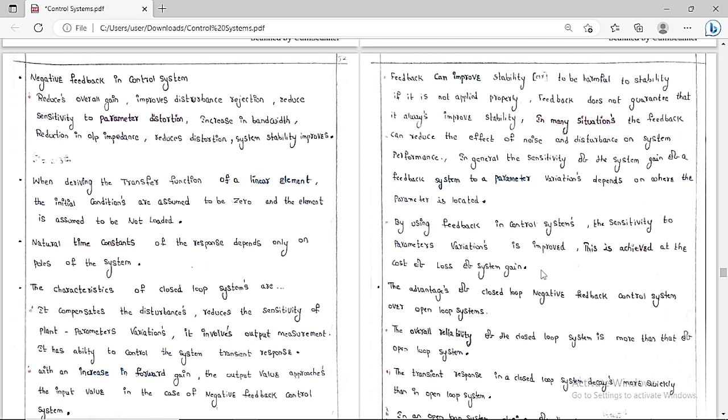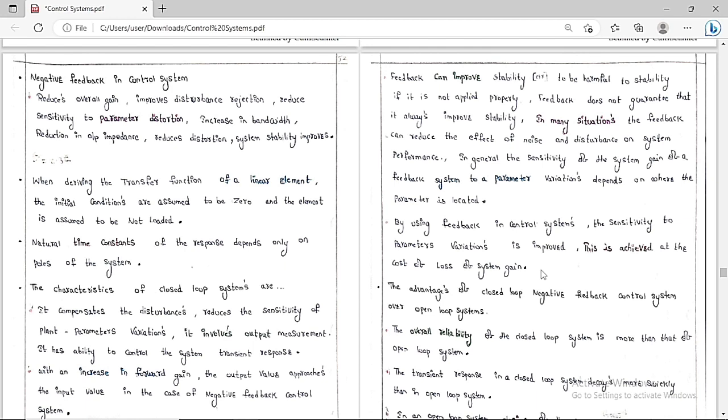and it will improve the disturbance rejection, and it's also going to reduce the sensitivity to parameter distortion when compared to an open loop system, and also reduce the output impedance. It is going to reduce the distortion, and also improve the system stability. So these are the things which are going to happen because of negative feedback in a control system. So finally I can say, whenever you apply negative feedback in a control system, it is going to reduce the overall gain. As the gain to bandwidth is always equal to a constant, as the gain decreases, bandwidth will increase.